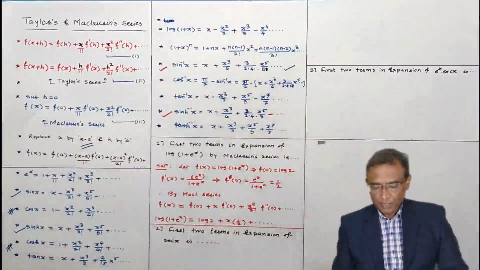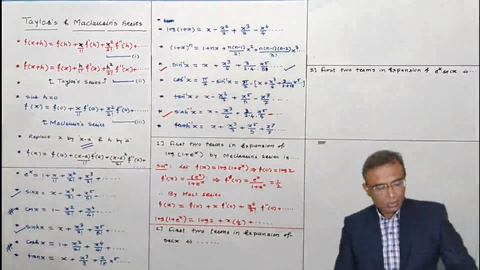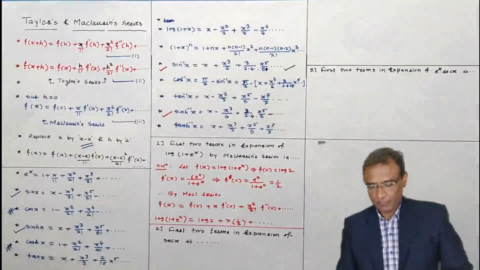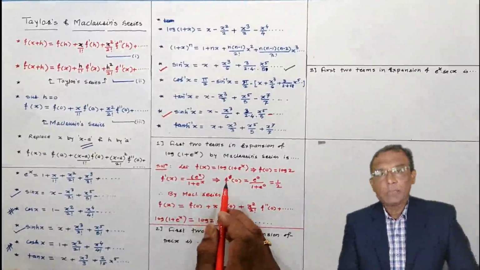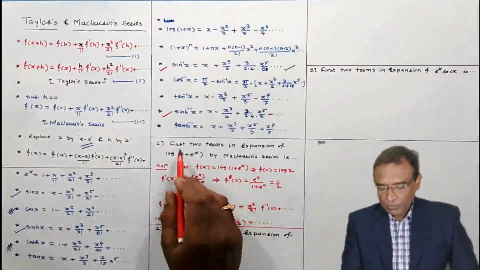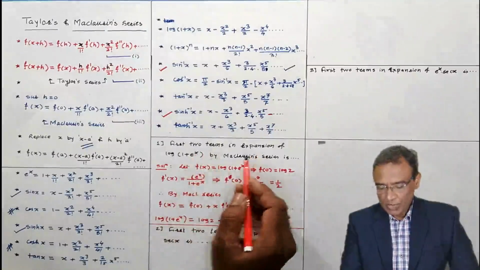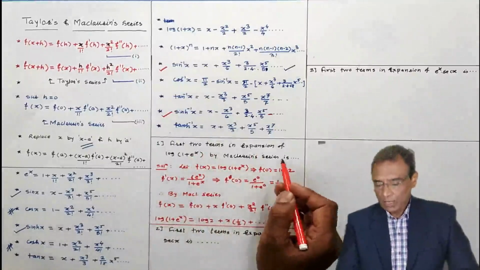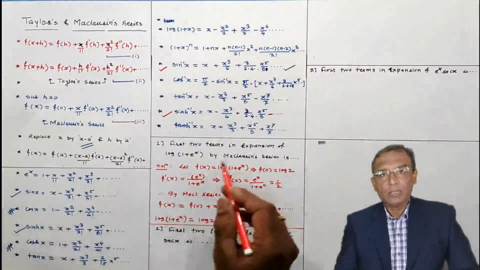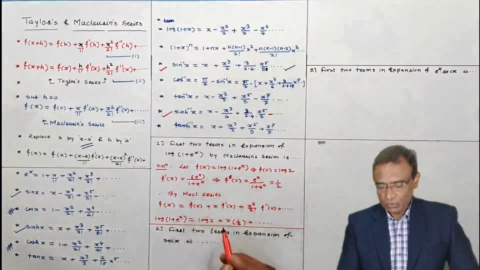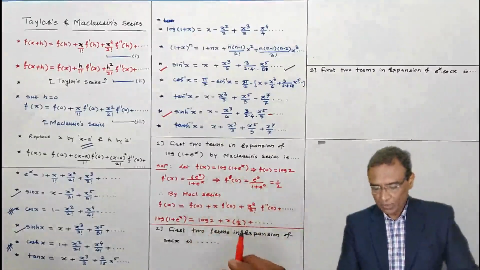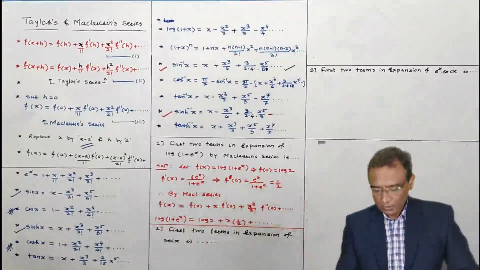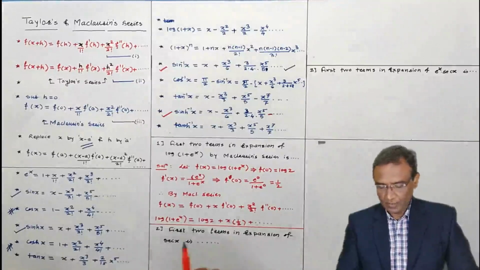Just very quickly, some problems on Taylor's and Maclaurin series, and only MCQs we are going to discuss. First two terms in the expansion of log(1 + e^x) by Maclaurin series is dash. I have not written the options here in order to save time. The 4 options will be given to you, and you select one of them in the examination.